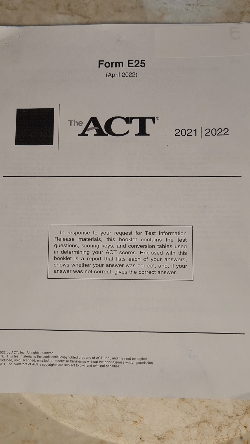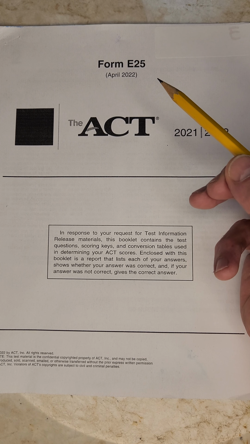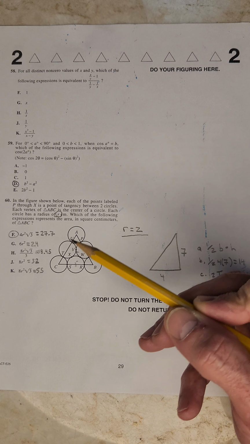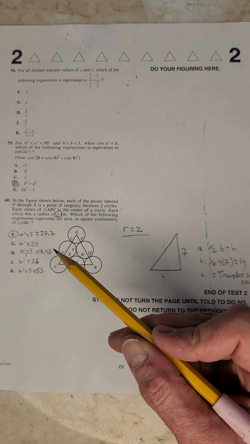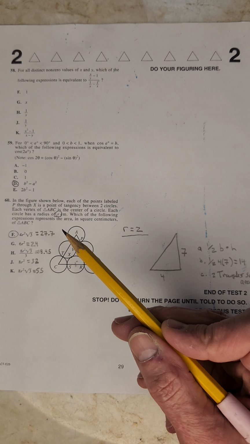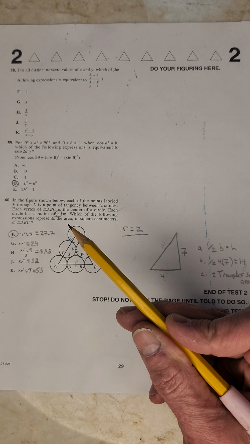Kids, by special request, it's test E25, practice problem number 60. We're going to use Wizard's Math here. It's a very hard problem. We're going to use two types of Wizard's Math.